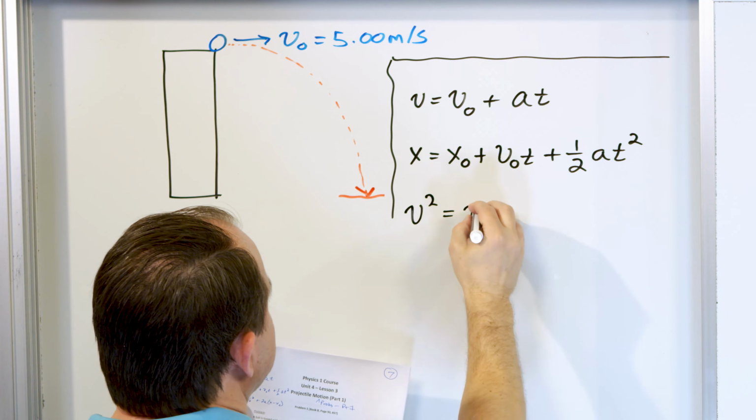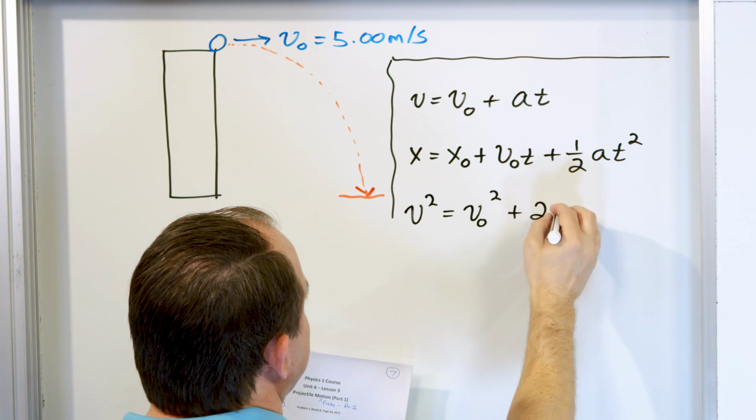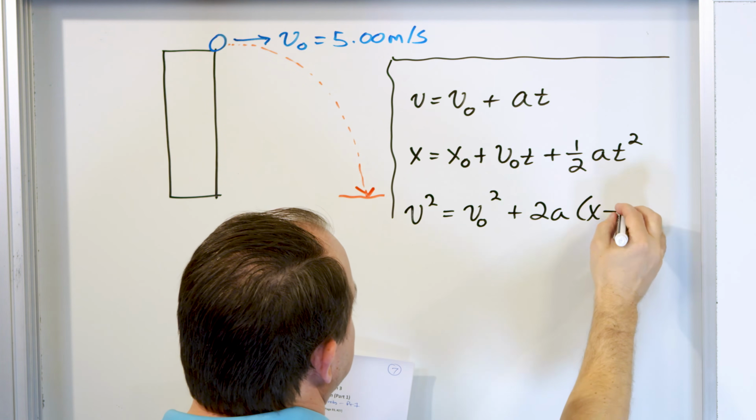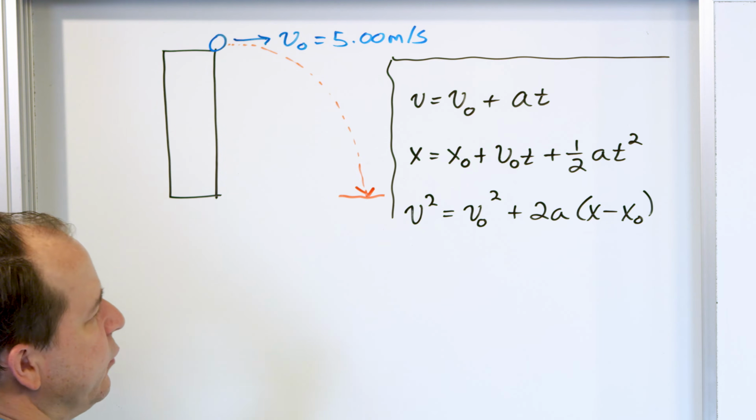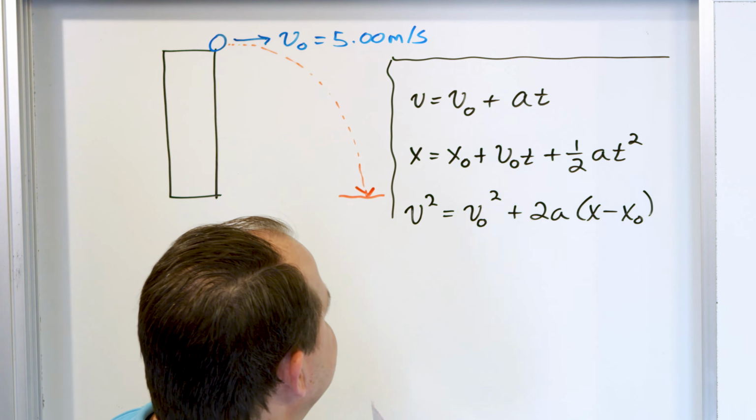V squared is V naught squared plus 2 times whatever the acceleration is times x minus x naught. X minus x naught is just the distance it's traveled, delta x in other words. And this equation comes from the other two.